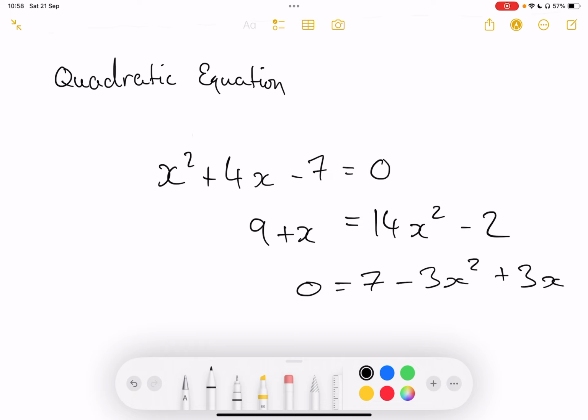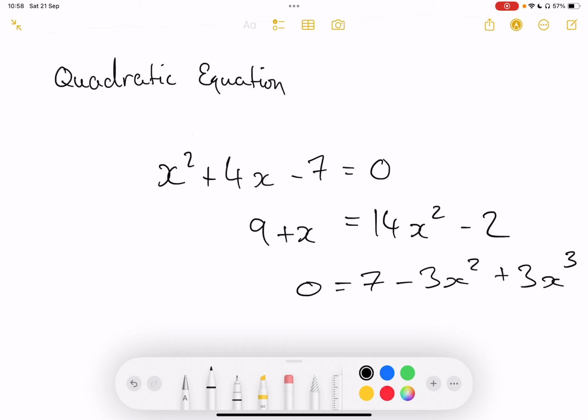This is a quadratic equation because the highest power on the variable is 2. But this is not a quadratic equation because the highest power on the variable is not 2.